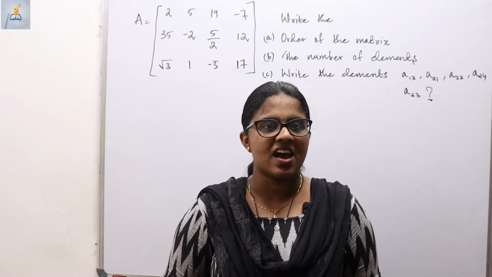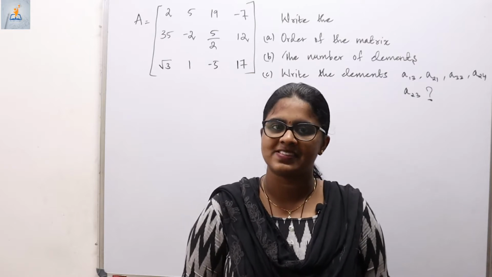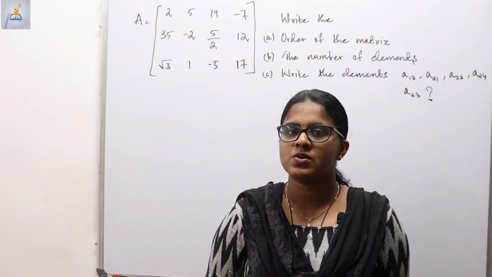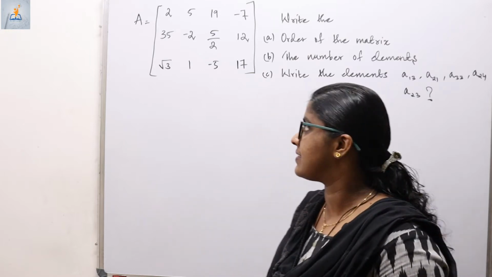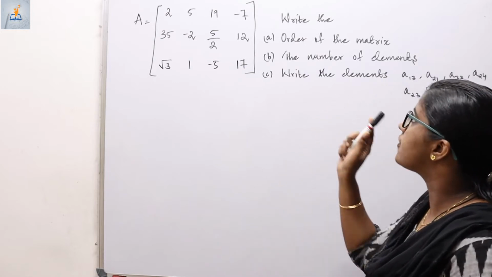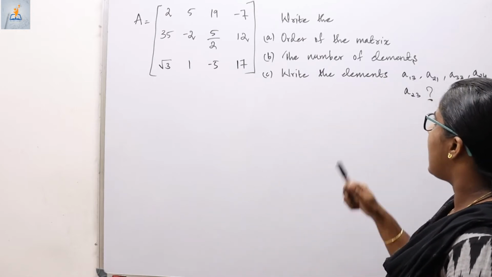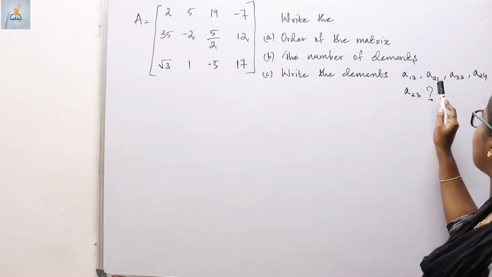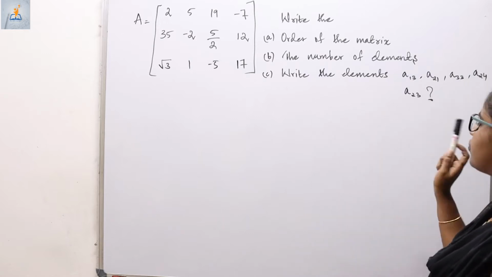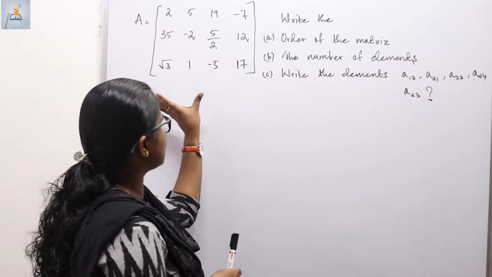So in today's class we are going to solve all the questions from exercise 3.1, and the first question from exercise 3.1 is this. We have a matrix A like this and we are asked to write the order of the matrix, the number of elements, and write the elements A13, A21, A33, A24 and A23. So the matrix is like this.